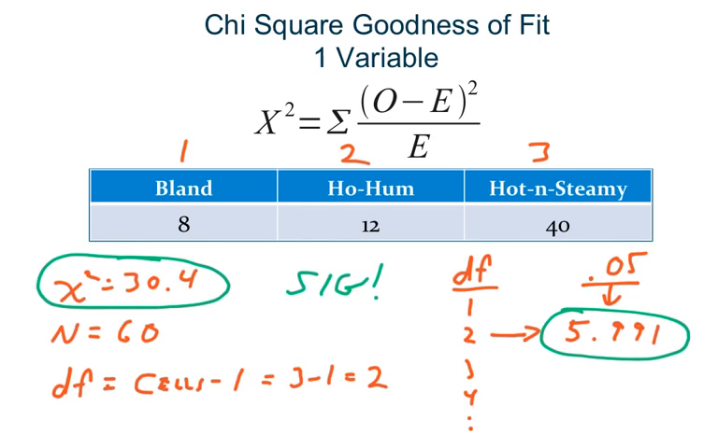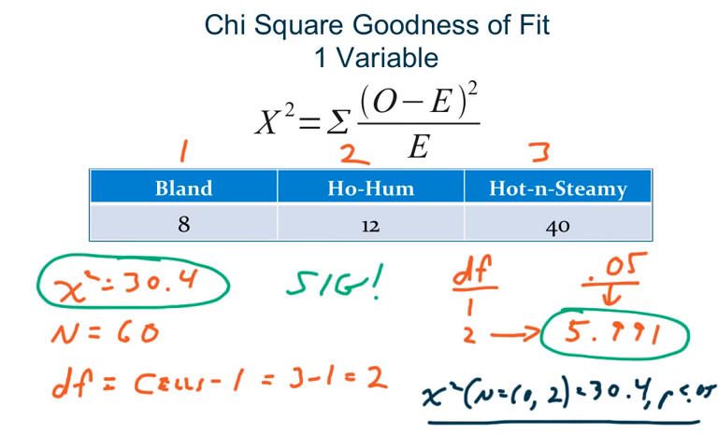And if we were to write that out, let's see if I can give myself some space here. We would simply write out that we did a chi-square test with n of 60 and 2 degrees of freedom equals 30.4, sorry, this is not writing very well. And our p is less than 0.05. Hopefully that made it into the video. That is the way you write up the results of a chi-square analysis in APA format.